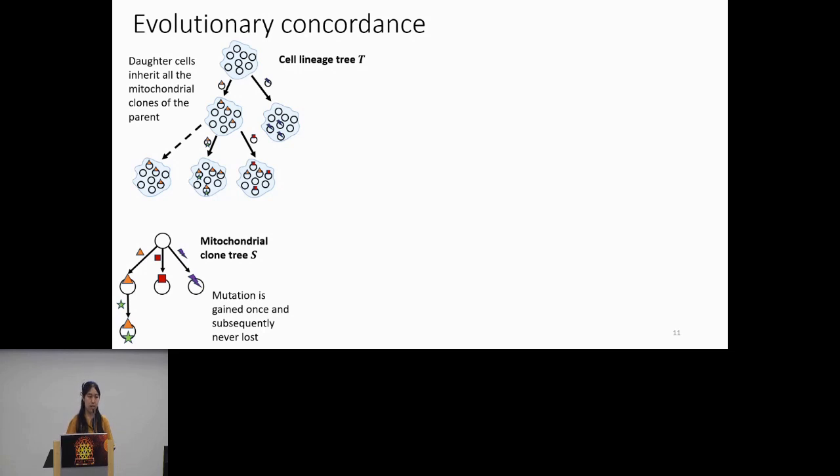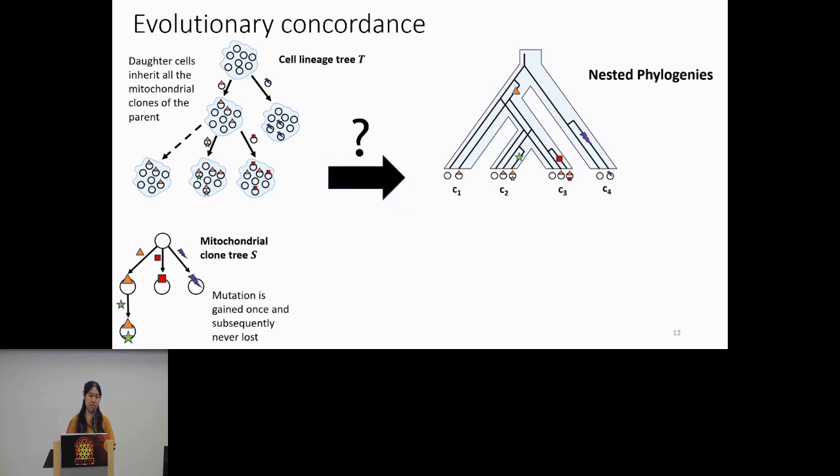Since mitochondria are present in the cells and inherited through the process of cell division, if one mitochondrial mutation happens on top of another, or after another, we would expect the cells that contain the latter mutation to be a descendant of a cell that contains the former mutation. And this has to be the case for each pair of such ancestor-descendant relationships. This is what we mean by concordance. We can also view this as a nested phylogeny, where the phylogeny of mitochondrial clones is nested within the phylogeny of cells.